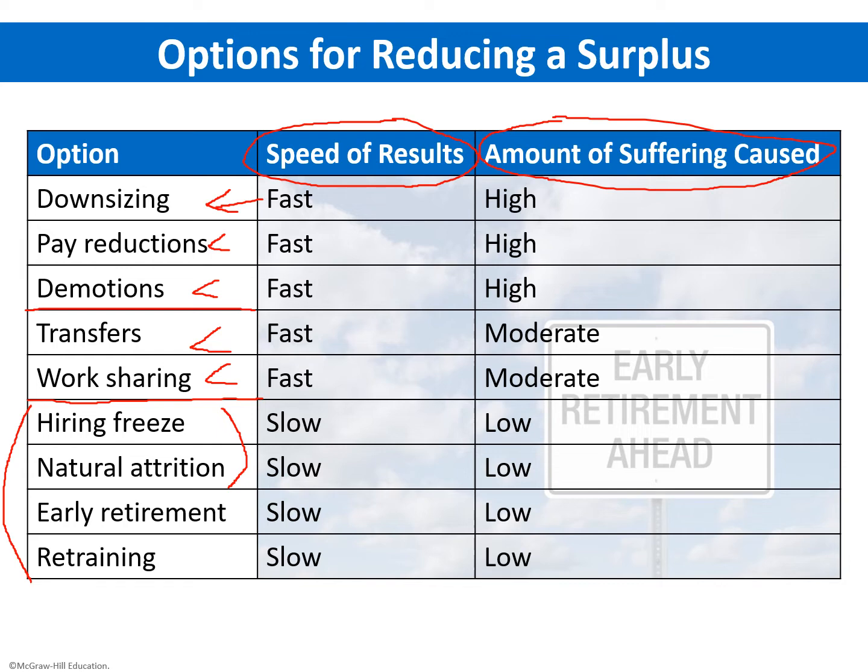Okay, so we're going to deal with our surplus in that manner. With an early retirement strategy, what we would do typically is offer an incentive to employees who are close to retirement to retire a little bit earlier than planned. And with retraining, what we would look to do is potentially transfer someone, but give them more time to become ready for that position and then transfer to something that they're comfortable with.